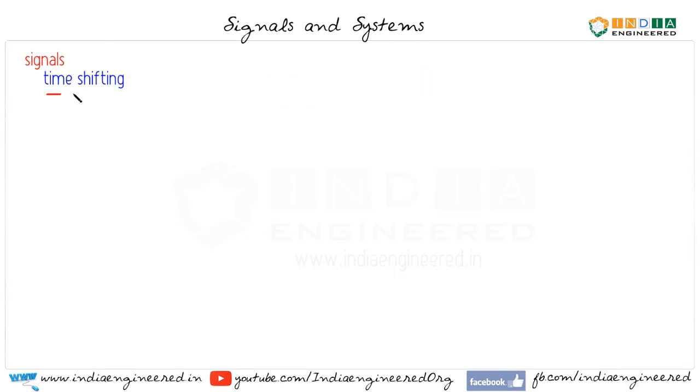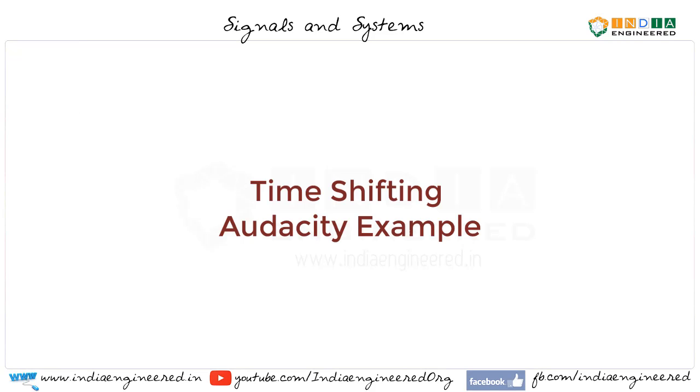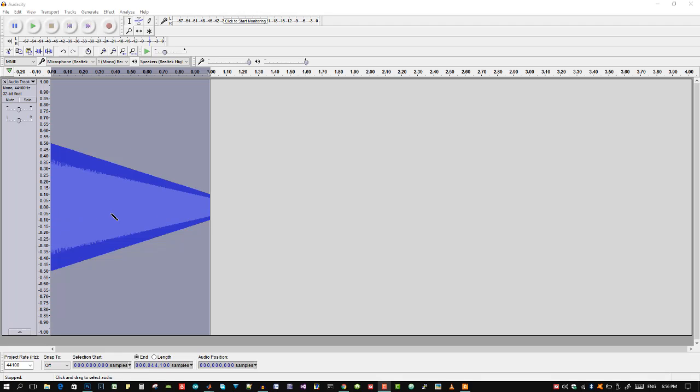Time shifting is another important manipulation of signals. First we will take a look at one of its uses and come back to the discussion of time shifting. In the timeline, we have an audio clip here.